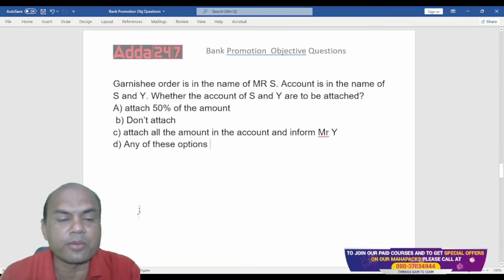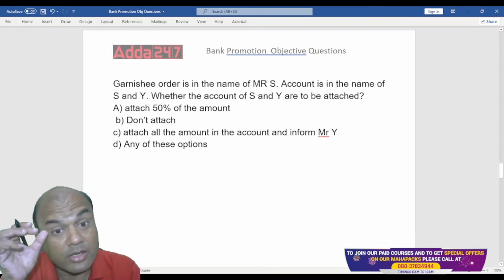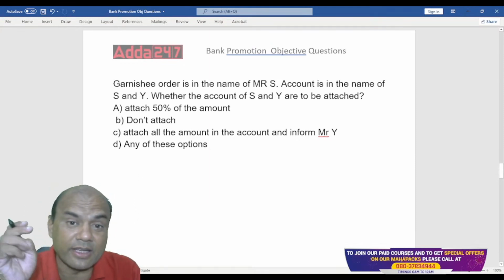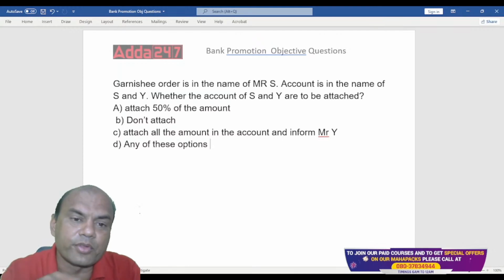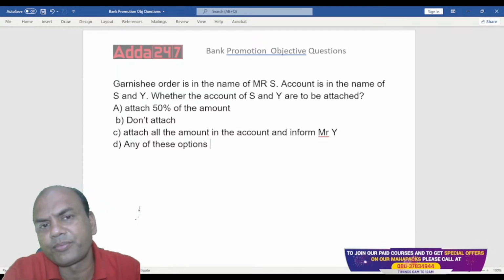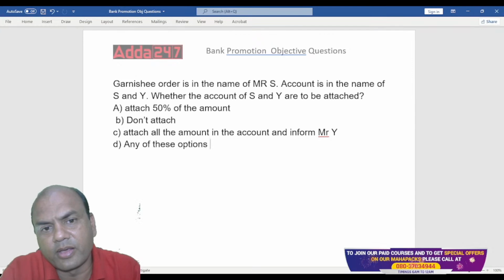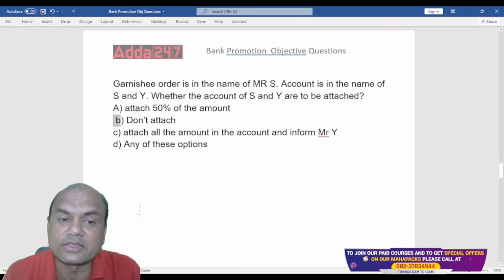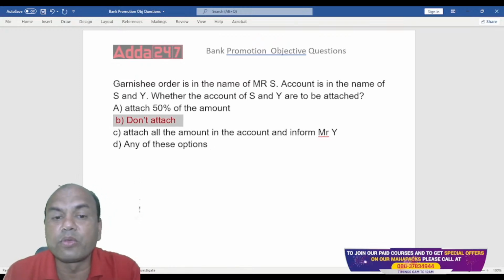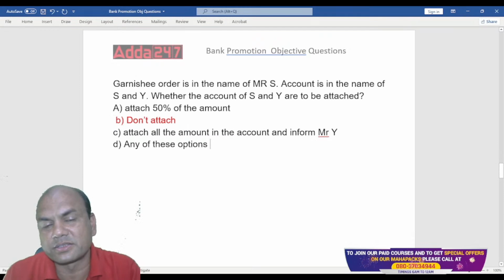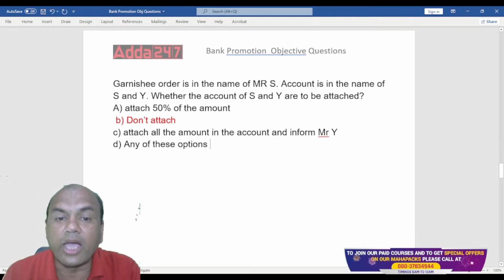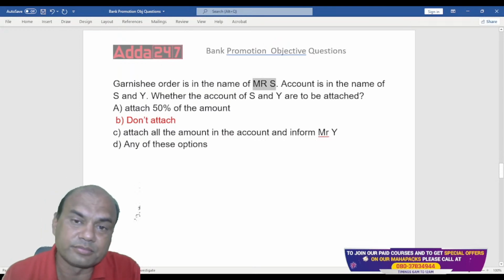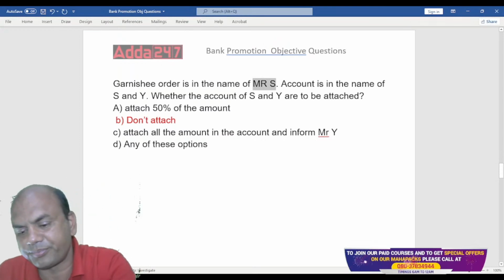So what is the correct option over here? The order is in the name of Mr. S and the account is in the joint name. So can you attach this joint name account? The first basic question is, can you attach the joint name account? The answer is no, you can never attach. So the answer is B. You cannot attach this. You have to search for that account which is in the single name only.